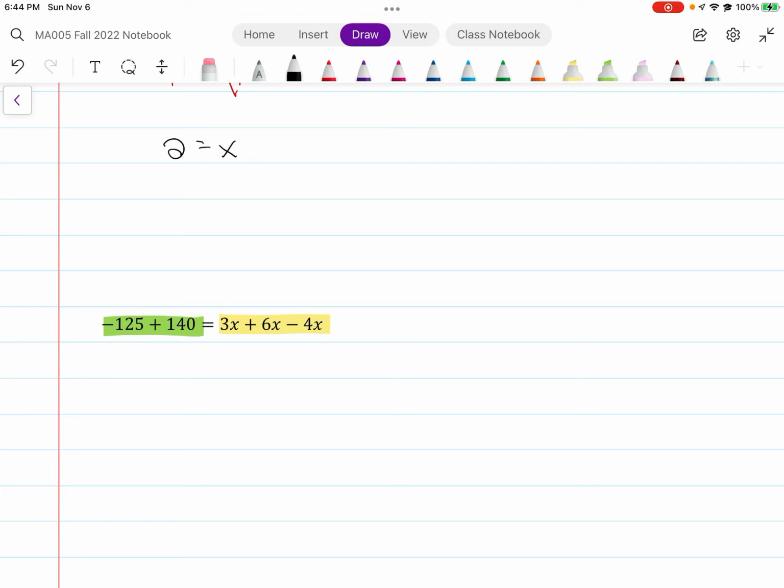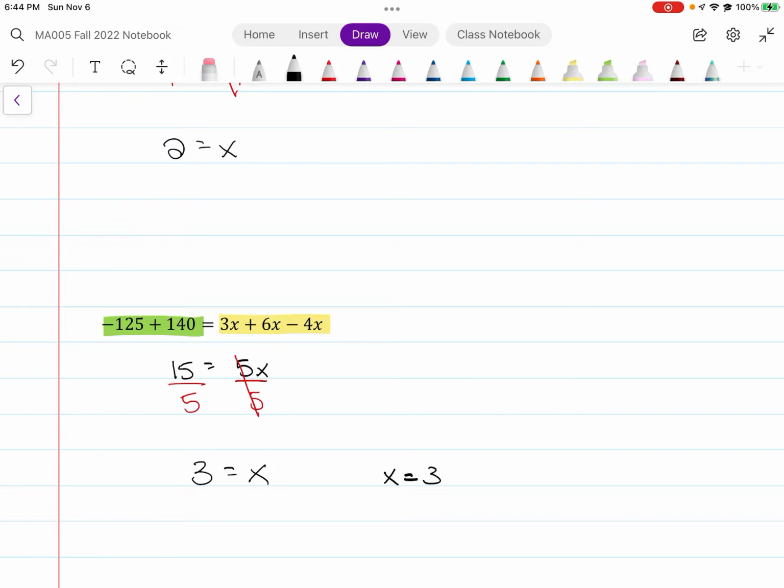So negative 125 plus 140 is 15 equals 3 plus 6 minus 4 is 5. So 5x. Now I'm going to divide both sides by the 5 that's with the x so that I can get the x alone. And I get 15 divided by 5 is 3 equals the x, or x equals 3, right? So you can write it either way. X equals 3, 3 equals x.